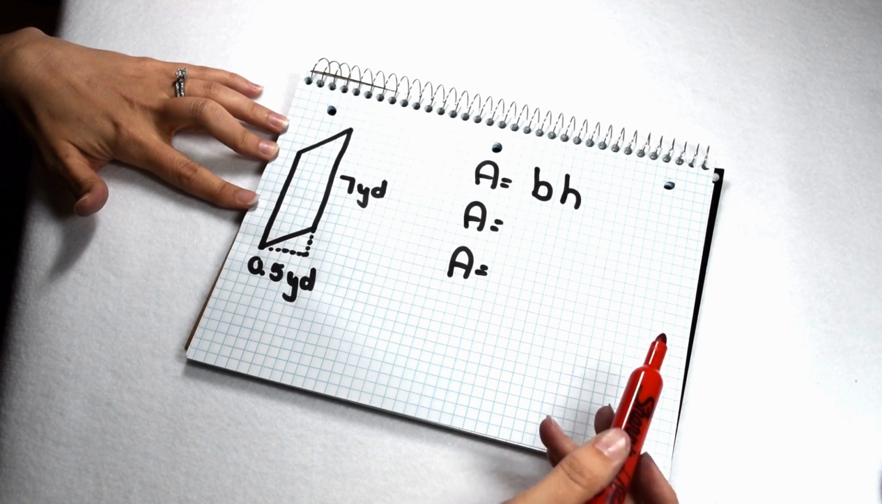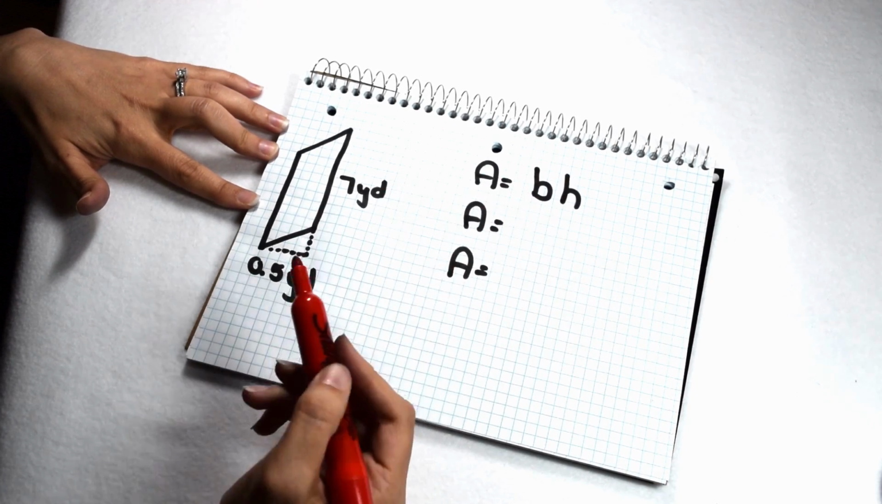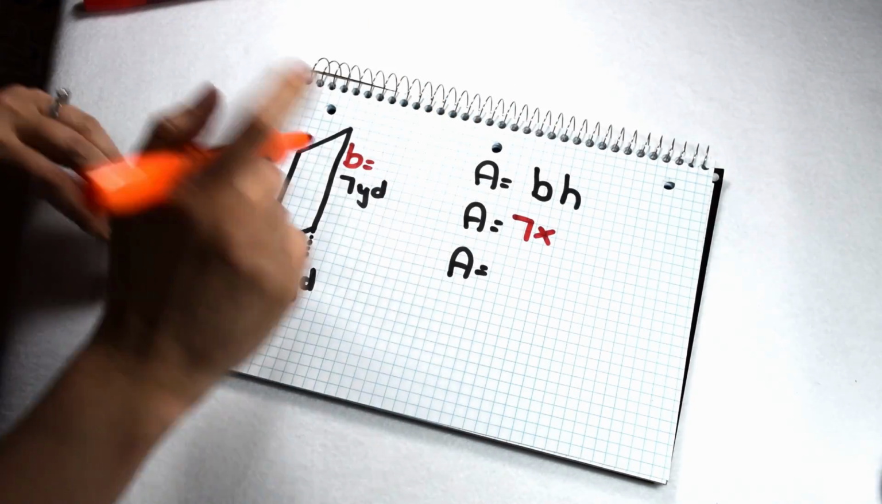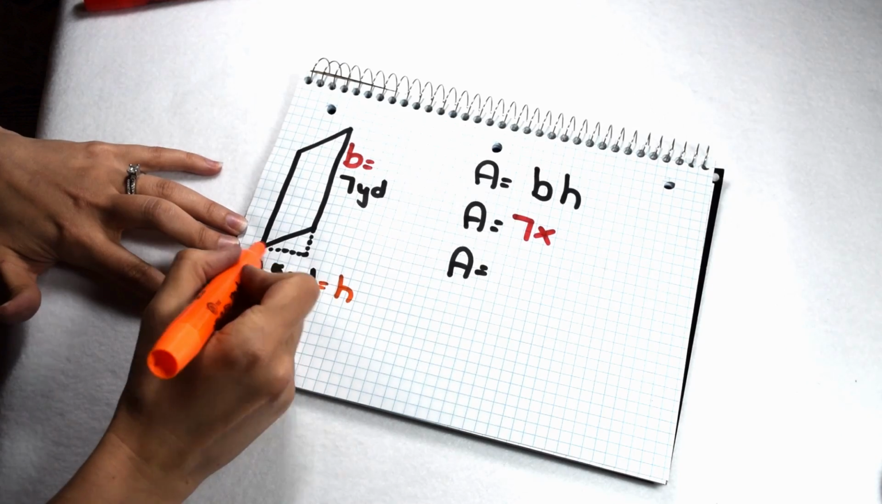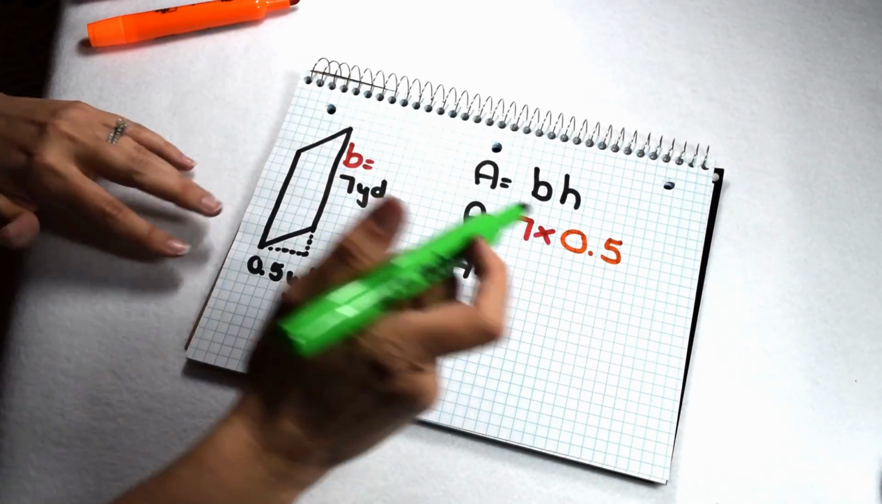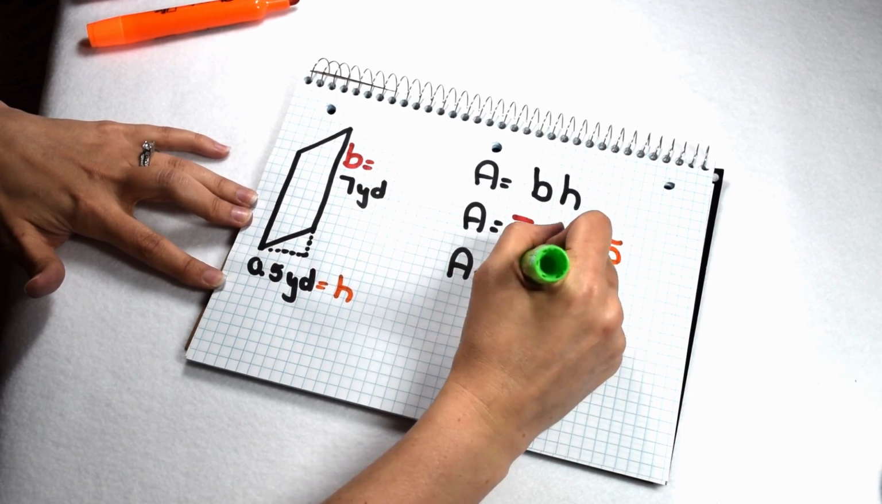When I'm looking for the area of a parallelogram, I need to multiply base times height. My base is 7 yards and my height is 5/10 of a yard because height always needs to be perpendicular to my base. Now I can simply multiply 7 times 5 and that gives me 35.